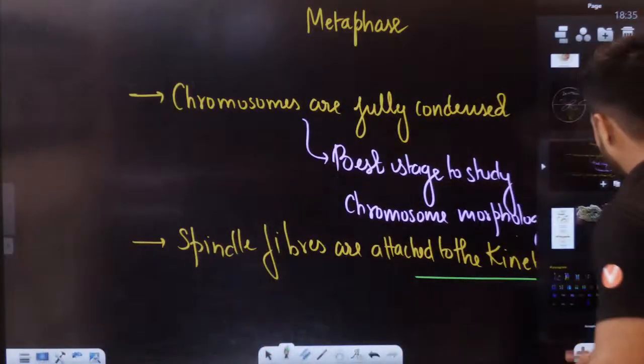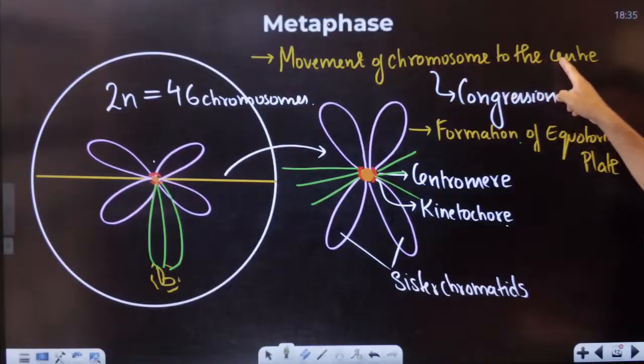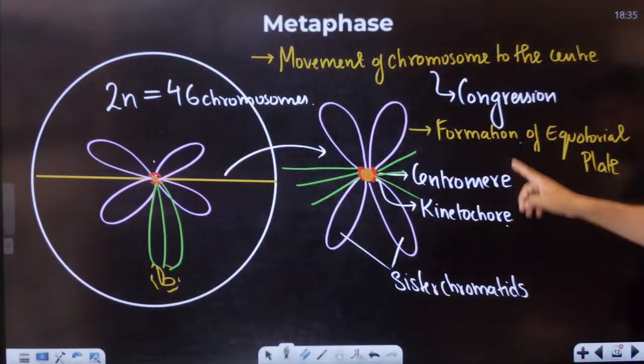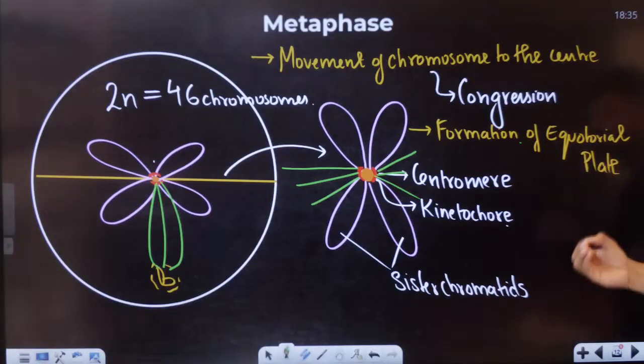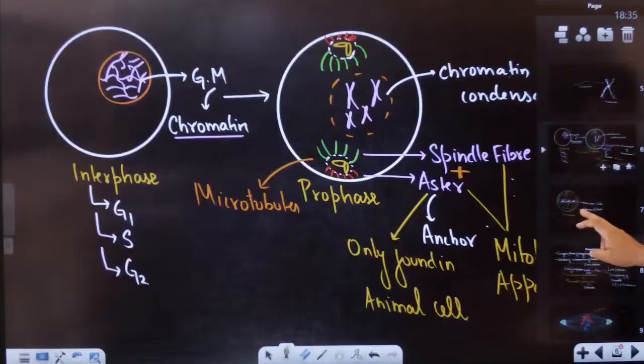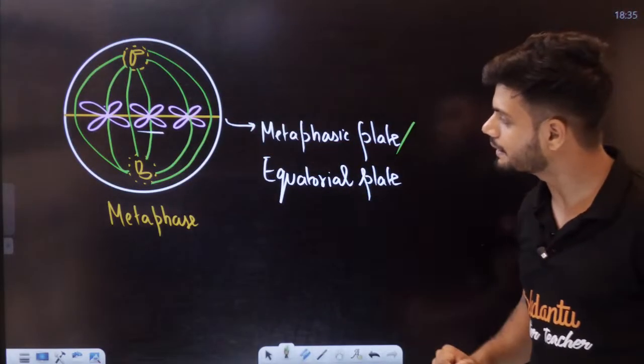Now, this is what is happening in metaphase. The movement of chromosomes to the center, they move towards the center. That is called congregation. There is a formation of the equatorial plate, also called the metaphasic plate, as we can see here, right in the middle right now, students.